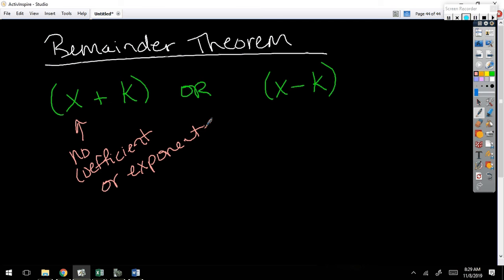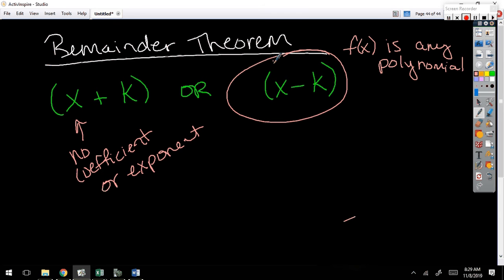So what the remainder theorem says is, if you divide any polynomial, any polynomial in the whole wide world, it doesn't matter what it is, so we'll say f of x is any polynomial, and our general form is x minus k. So when we start talking about k, we change the sign of it, okay?